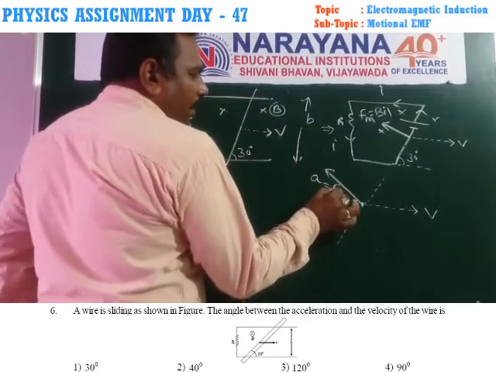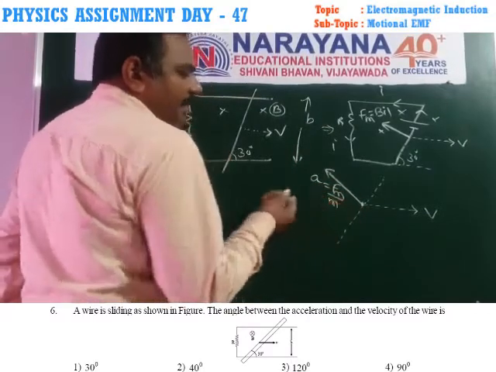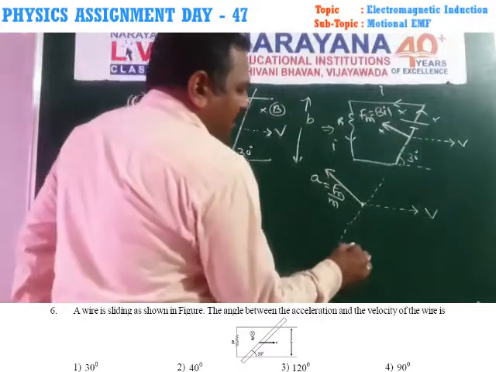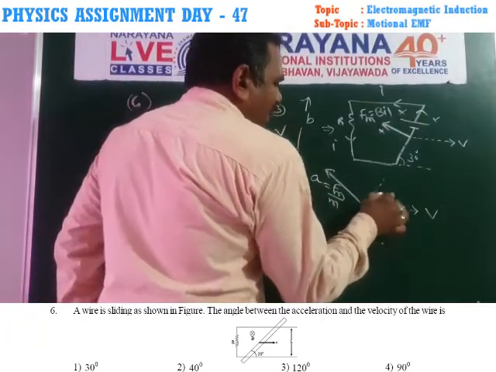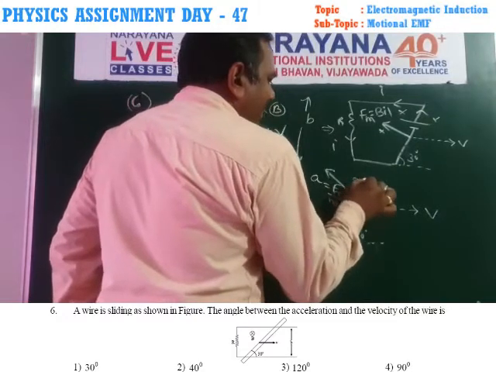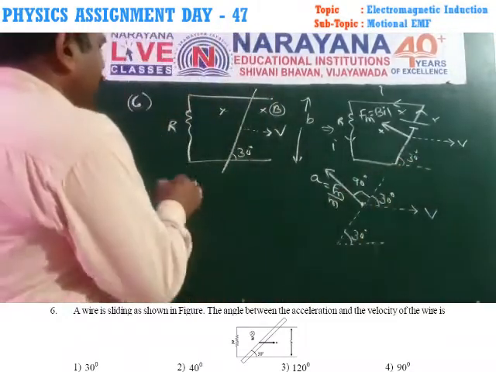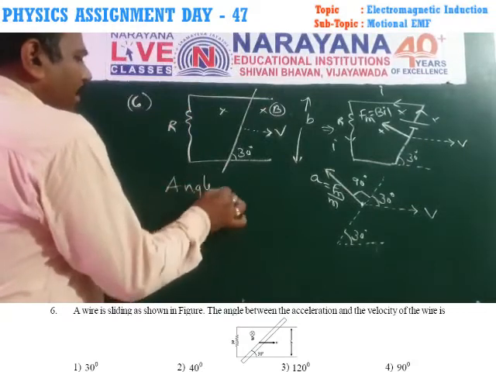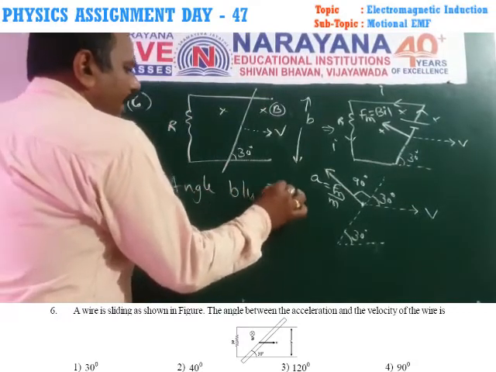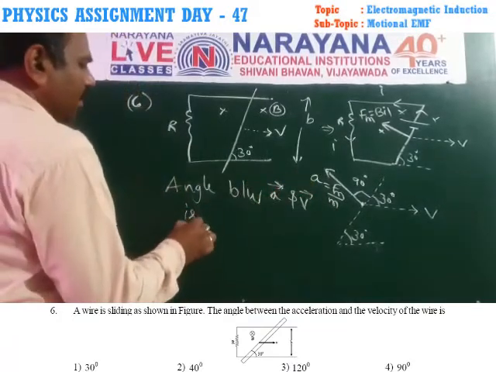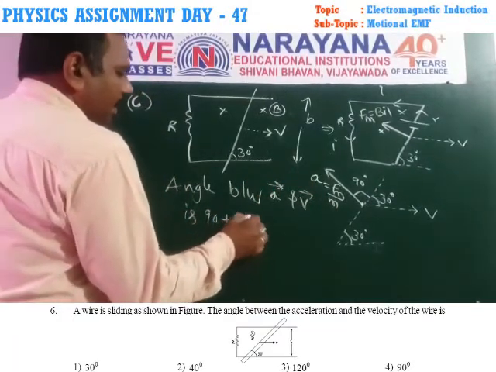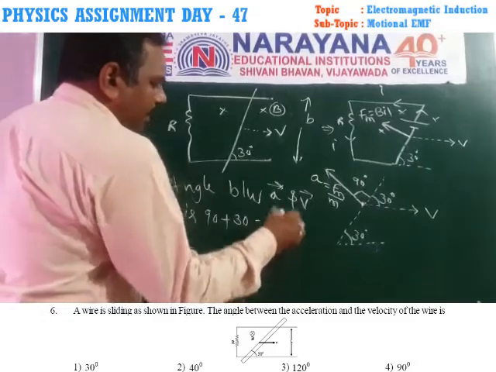Acceleration is equal to the magnetic force by its mass. This angle is 30 degrees, so this is 30 degrees, and it is 90 degrees. So totally the angle between the A vector and the V vector, acceleration and velocity, is 90 plus 30, totally 120 degrees.